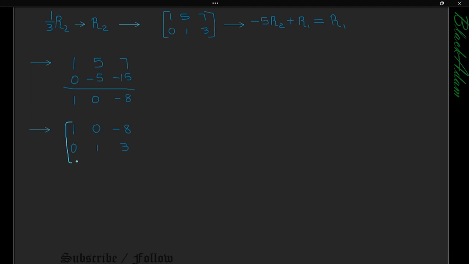So on the first row we have 1, 0, -8, and then we have 0, 1, and 3. So first column x1, second column x2, third is constant, so x1 is going to be -8, and then x2 is going to be +3. So that's our final answer.